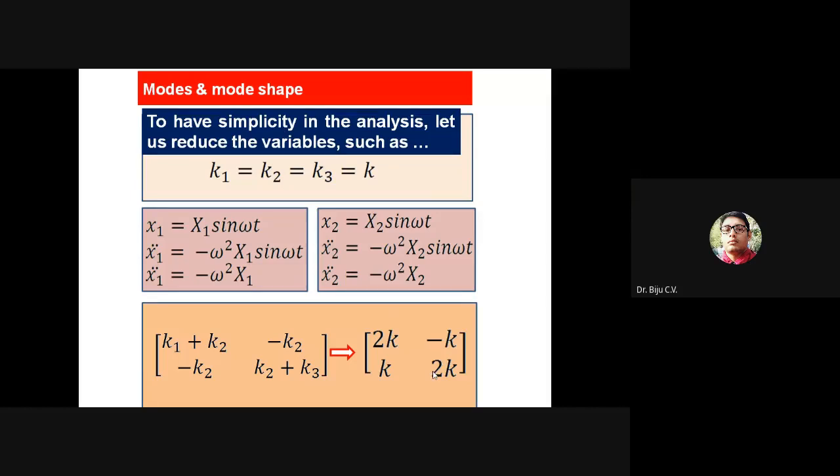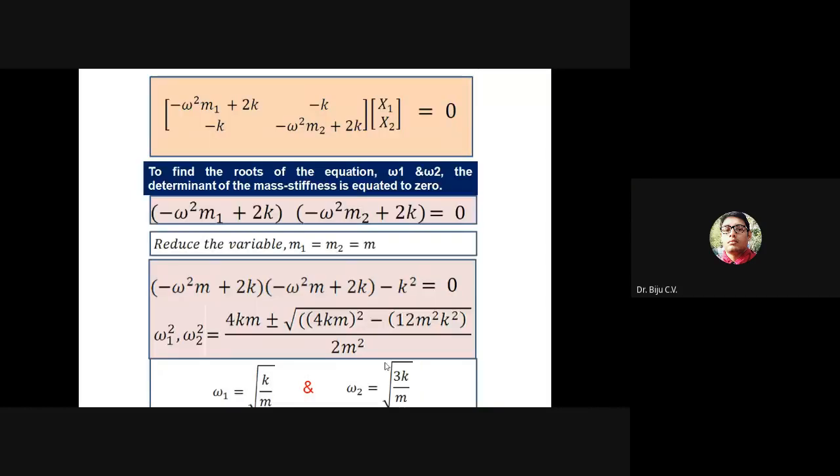Then the expression can be reduced to this form, and I am not going into the detailed mathematical part. You will get the natural frequency omega 1 equal to root k by m, and the second natural frequency, the second mode, omega 2, is equal to root 3k divided by m. So what is the relationship between the first and second frequencies? It's a multiple of root 3 times the first one.